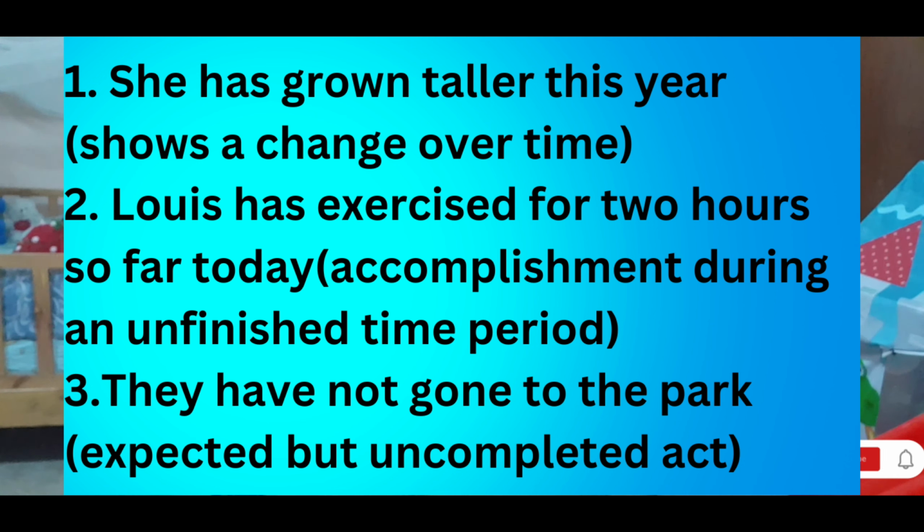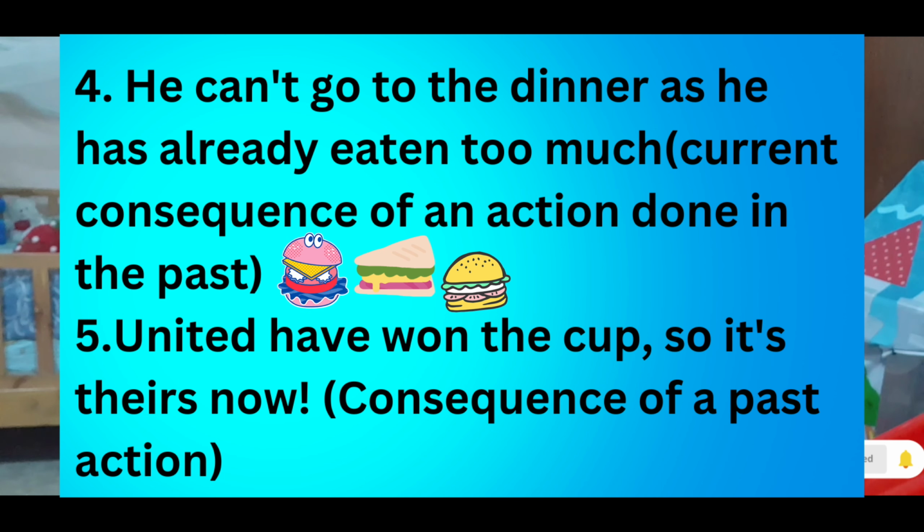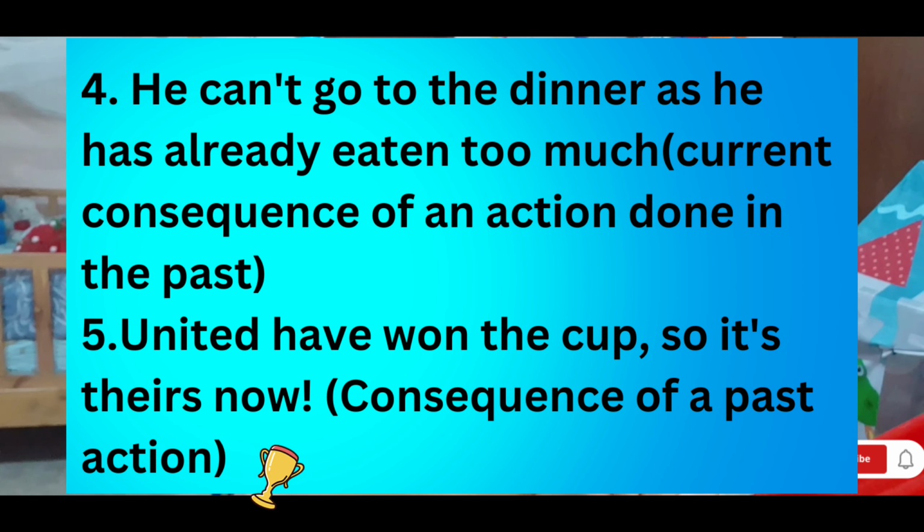They have not gone to the park. This shows that something was expected, but it remained an uncompleted act. What was the expectation? Going to the park, but they have not gone yet. So it is something which was expected, it remained incomplete. He can't go to the dinner as he has already eaten too much. You remember I told you consequence of an act, the act that was done in the past and its consequence in the present. This example is related to that.